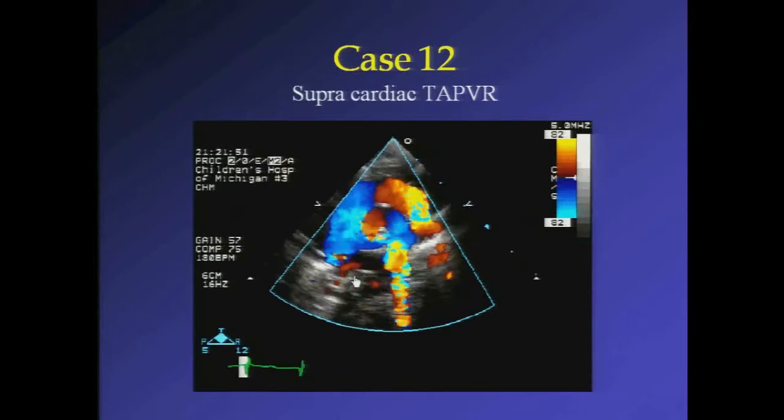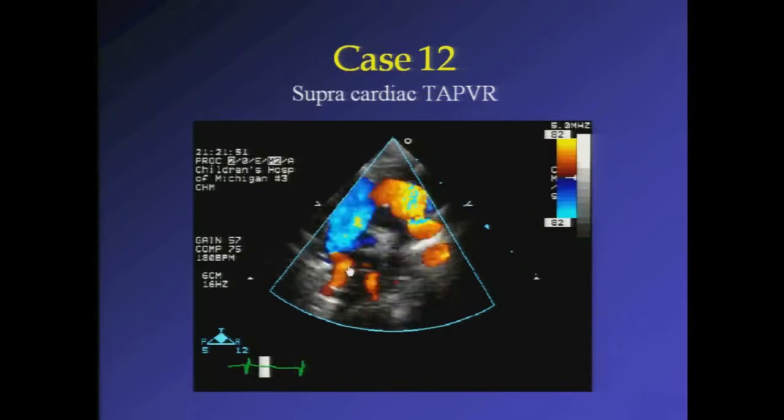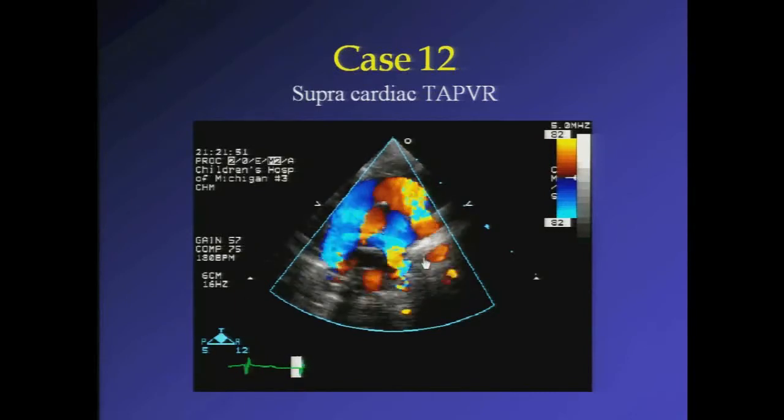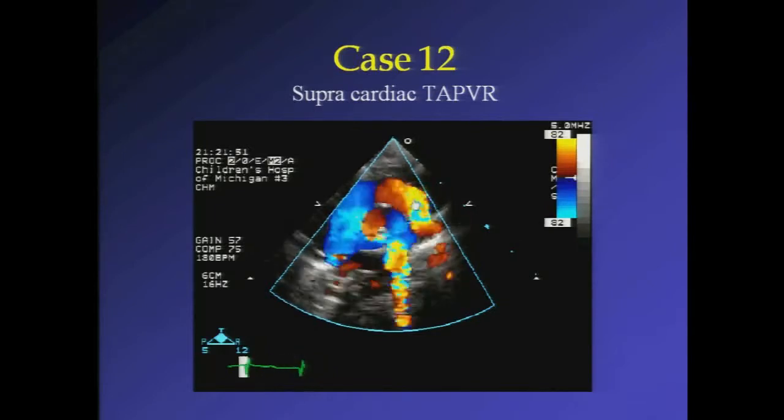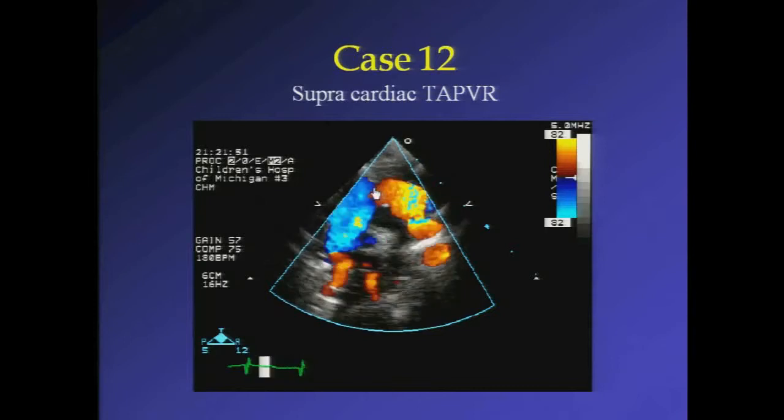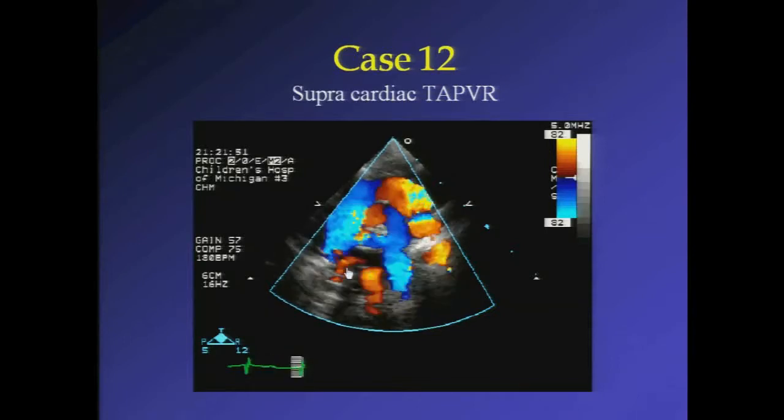So here's our suprasternal notch view. Here we start to see some of the individual pulmonary veins, but the striking thing is this very prominent flow into this vertical vein, to this dilated innominate vein, and to the superior vena cava.